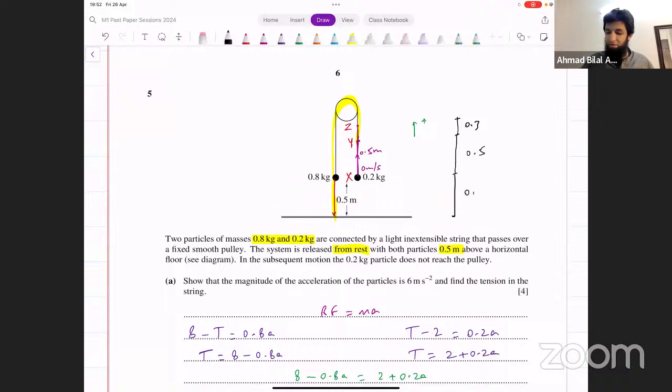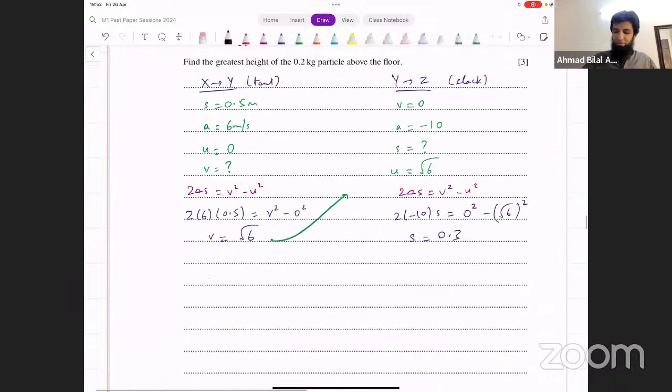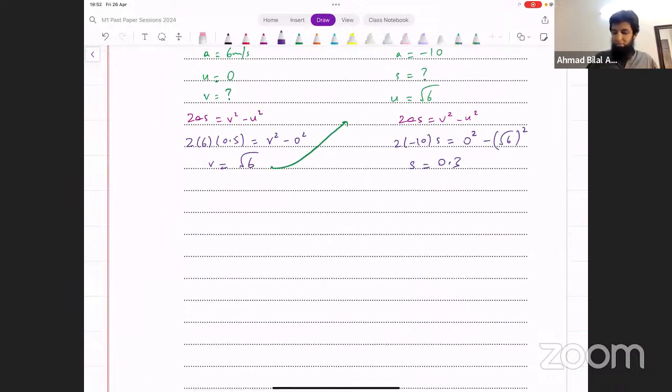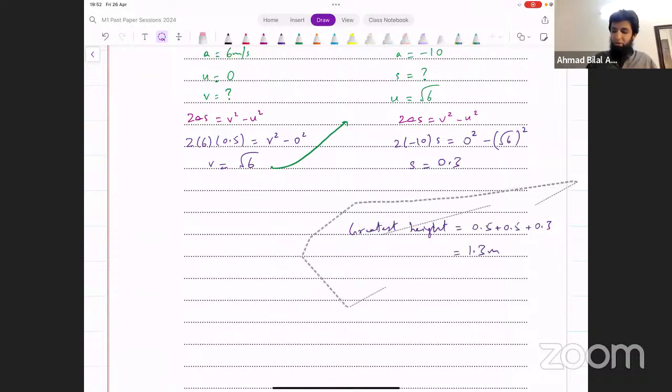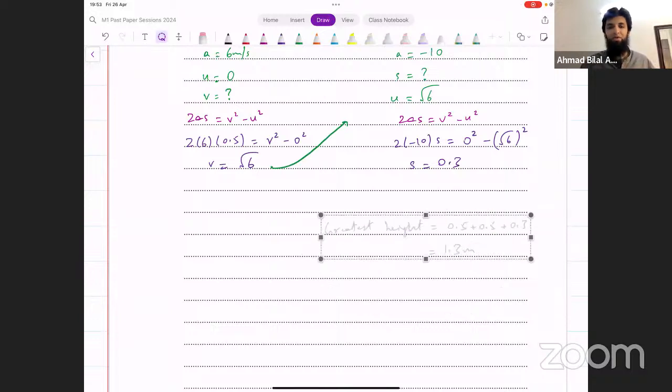0.5 above the ground. So what's the greatest height then? We just add all of these numbers up. Greatest height reached by that particle, that will be 0.5 plus 0.5 plus 0.3, and that is 1.3 meters. Okay, and that is what we were looking for here. The greatest height of this particle is 1.3 meters.